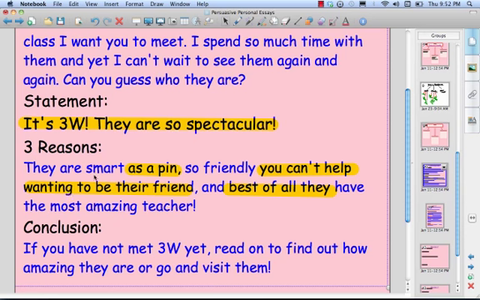Now here I've added that they are smart as a pin, so friendly you can't help wanting to be their friend, and best of all, they have the most amazing teacher. Now I could have just said they are smart, they are friendly, and they have an amazing teacher, but I have elaborated once again to add a little bit more detail. Now this has made the writing much more interesting, and it gives you a better idea of how I feel about 3W.